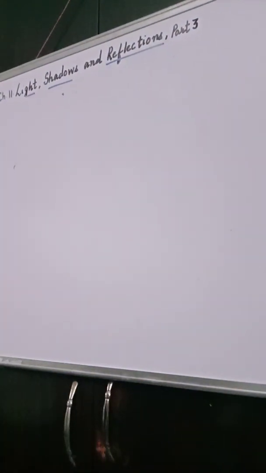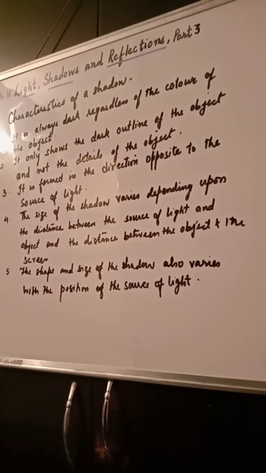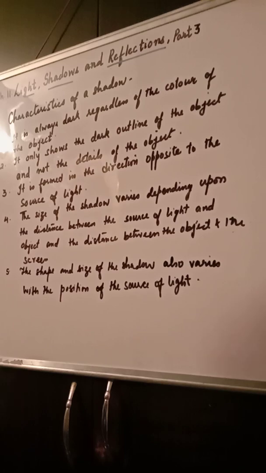Characteristics of a shadow. So let us quickly come to the characteristics of a shadow. Shadow is always dark regardless of the color of the object, right? So shadow is always dark. It's not going to help you in knowing what will be the color of the object, right? If you look at the shadow, you will always find the shadow dark in color.